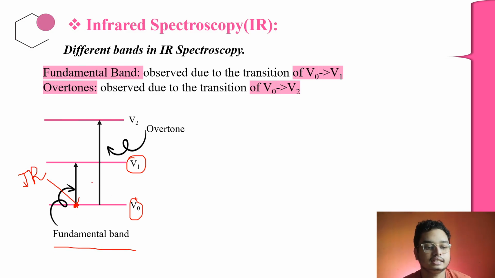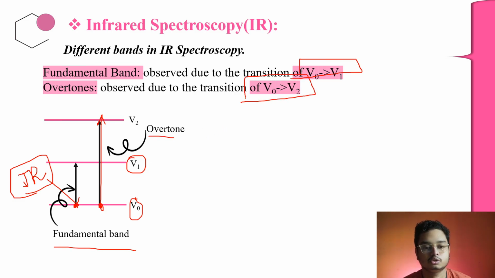However, sometimes the IR radiation is strong enough to show the transition from V0 to V2, that is the second excited state. This type of transition is called an overtone. Here it is written that the fundamental band is observed due to the transition of V0 to V1, whereas the overtone is observed for the transition of V0 to V2.